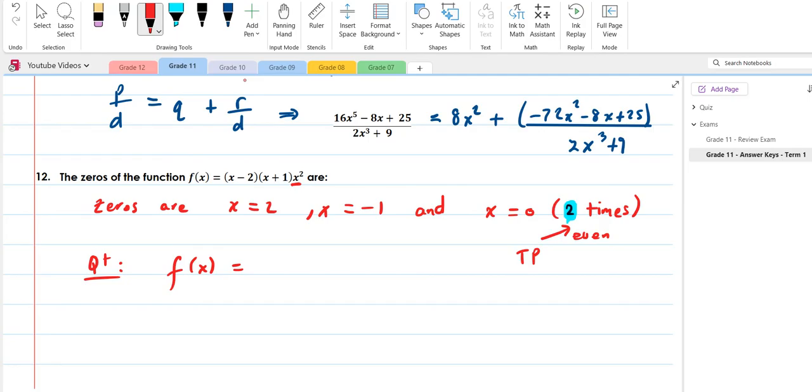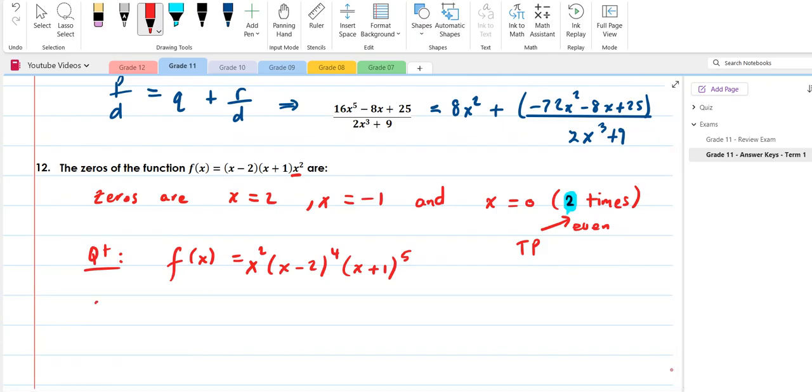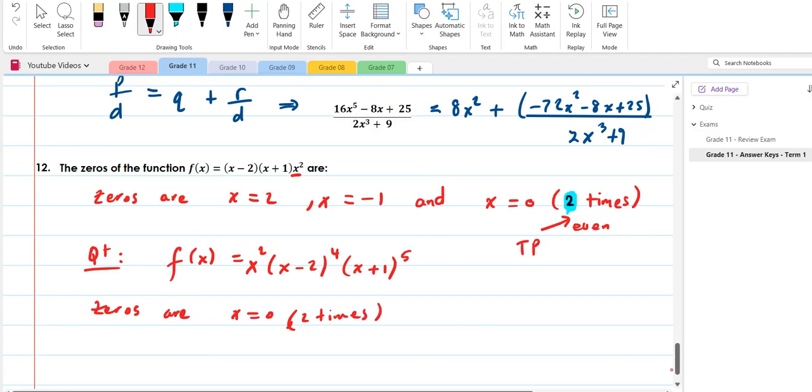So f of x is equal to, what if we said (x minus 2) to the power 4, (x plus 1) to the power 5, and we got x squared here. Then what we can say is the zeros are x is equal to 0, but that's multiplicity 2, and x is equal to 2, that's multiplicity 4, so this is repeated 4 times.